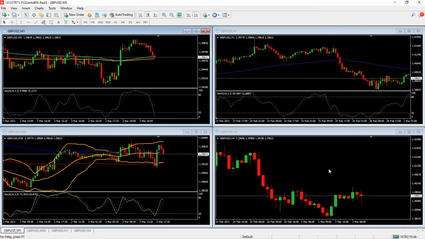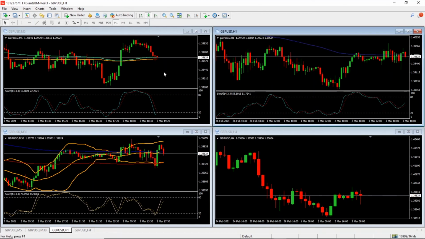It will only allow you to place a trade when all the time frames correspond. When you have an uptrend on the 4 hour candle, uptrend on the 1 hour candle, uptrend on 30 minutes, and uptrend on 5 minutes, then you are good to go. There is a high chance of you making profit at the end of the day.